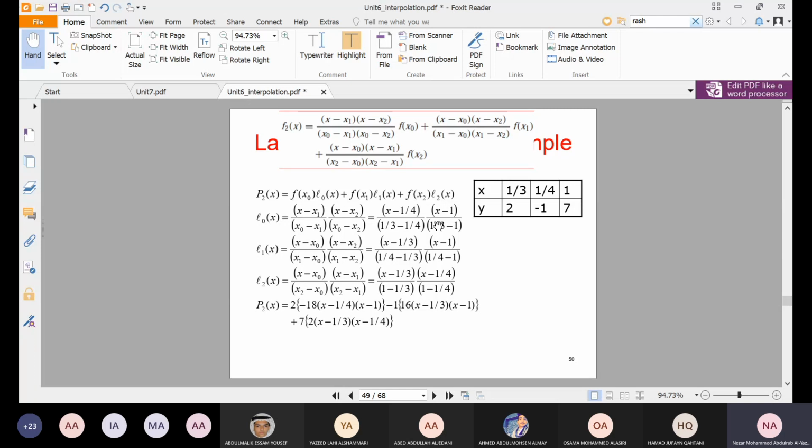After that, if I want to estimate the value of x, or the value of xn plus 1, if I know the value of xn plus 1, I just substitute the value of x to find the estimation of this value of the function.